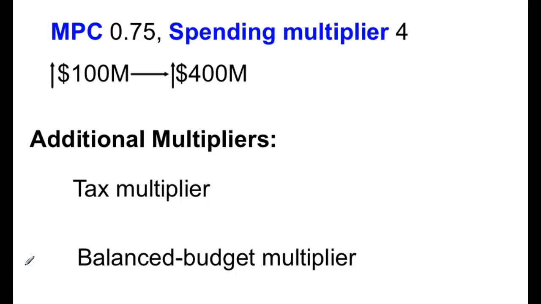So that's the spending multiplier, or what's called the simple spending multiplier. There are 2 other multipliers that we need to know as well. And before I go into them, just to review for a moment, if the spending multiplier is 4, what we're saying is that an increase in spending or an injection into the economy of $100 million is going to lead to an increase in GDP or an increase in overall spending of $400 million.